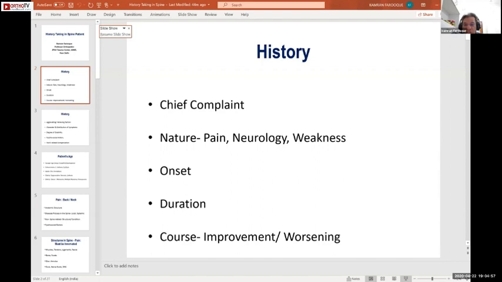Then we need to ask about the duration, especially when we are suspecting infection, or even for a mechanical backache, we need to ask.